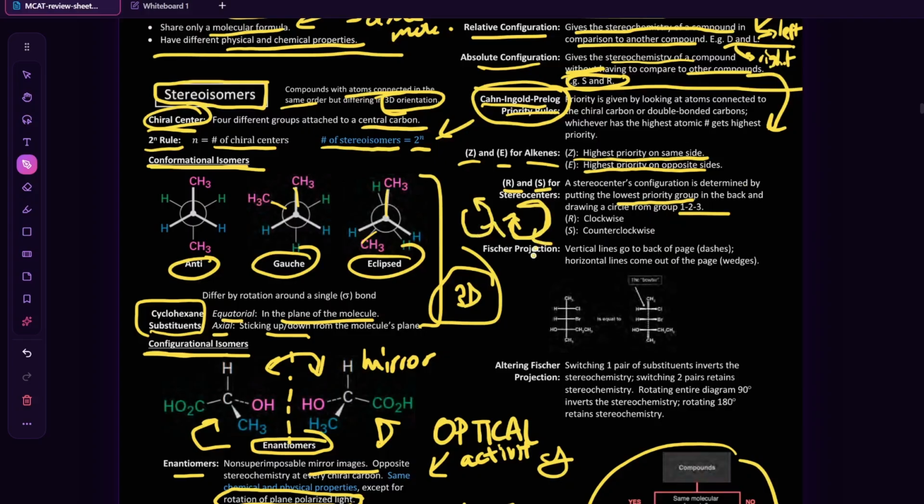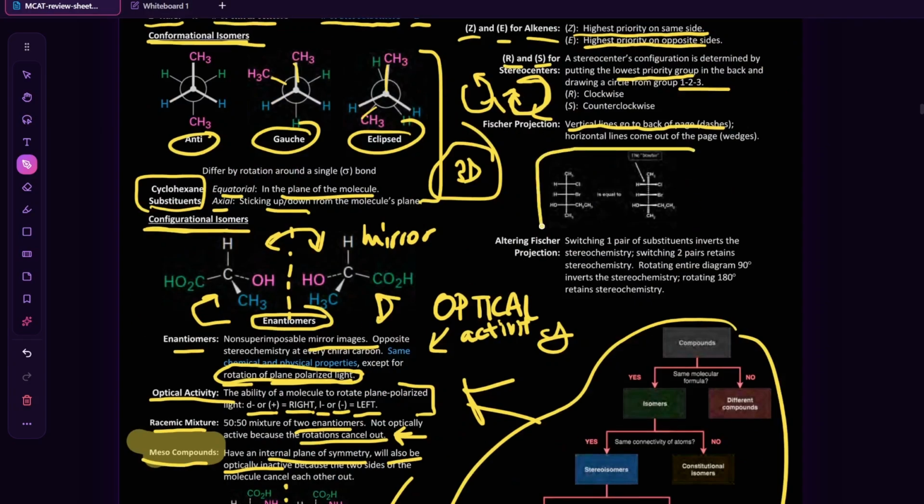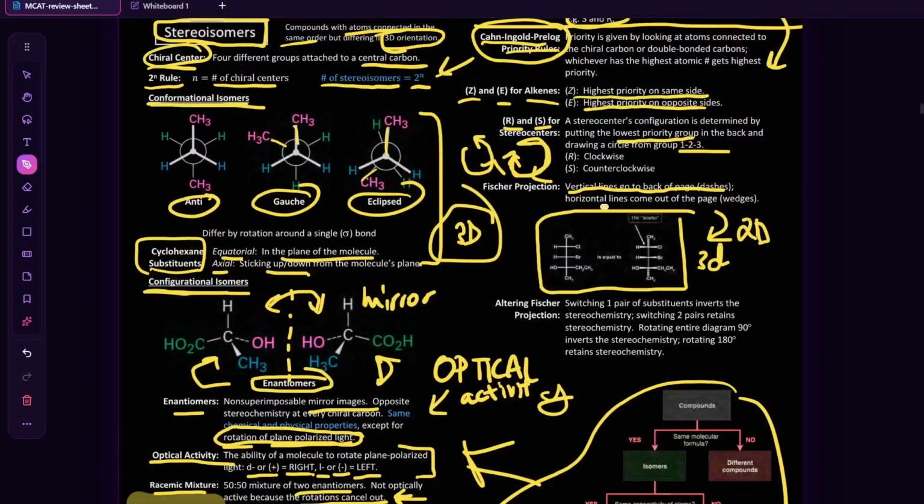Okay. Fischer projections have vertical lines that go to the back of the page. You'll see Fischer projections a lot when we write out carbohydrates. They're basically 2D images, but they're trying to show 3D configuration. When you see horizontal lines, these are coming out of the page, and vertical lines go to the back of the page. So this is equal to that.